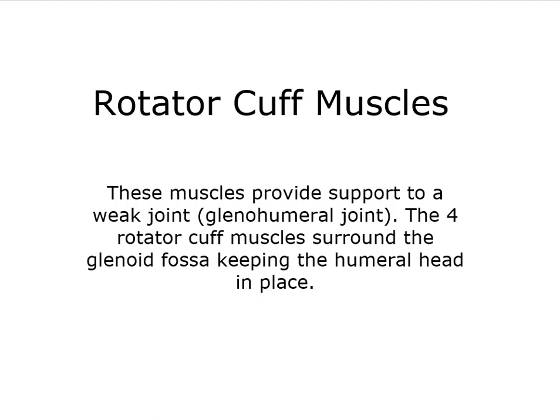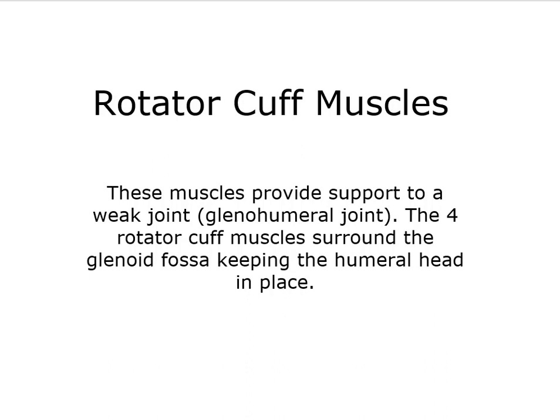All right, let's review what we call the rotator cuff muscles. These muscles provide support to the weak joint, the glenohumeral joint. We talked about how an increase in mobility comes with a decrease in stability. The passive ligaments and capsular tissues cannot do the job of keeping the glenoid fossa articulating with the humeral head, because the humeral head is so much larger than the glenoid fossa.